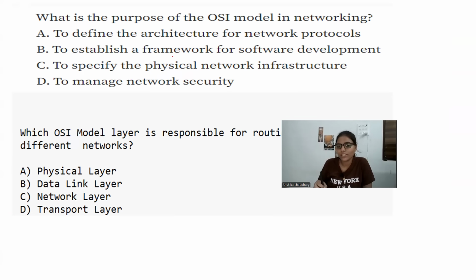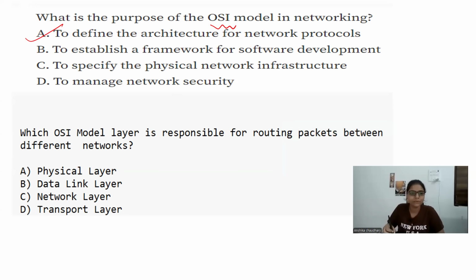Next is, what is the purpose of the OSI model in networking? So basically, it's kind of standardization for software development, right? To define the architecture of network protocols, to establish a framework for software development, to specify the physical network infrastructure, or to manage network security. The answer should be the first, because OSI talks about the layers, and layers have particular protocols, and all the things are done with the help of protocols only, and it is related to networking. So it will define the proper architecture for network protocols. Let's move on to next.